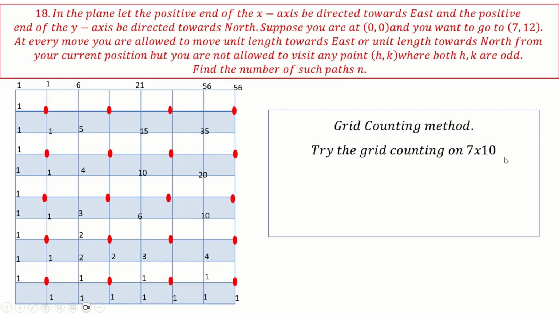You have to do it for 7 by 12. Okay. So for a 7 by 12 grid, you will get 28 more. Okay. 28 plus 56, which is 84. Okay. This is the answer.